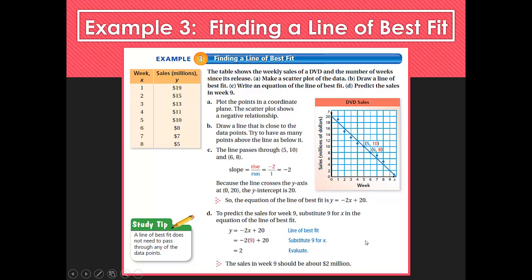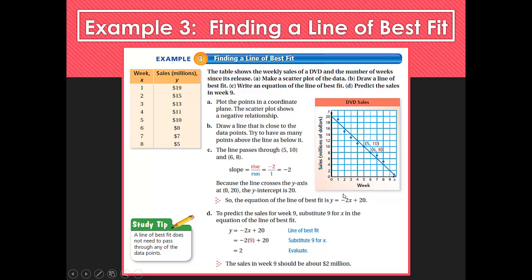To predict the sales for week 9, so for D we want to predict the sales of week 9, we substitute 9 for x in the equation of the line of best fit. So we can take 9 and substitute it in our equation. So we have y equals negative 2x plus 20. We're going to substitute 9 in for x, so we'll have negative 2 times 9, and then plus 20, and negative 2 times 9 is negative 18, plus 20 is 2. So the sales in week 9 should be about 2 million.